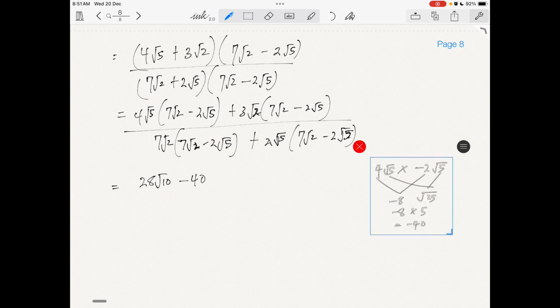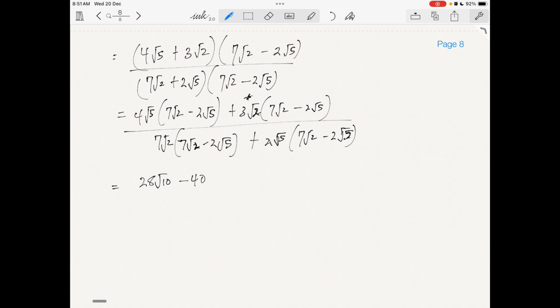Let's move further. Now we want to do 3 root 2 and 7 root 2. So we have 3 root 2 multiplied by 7 root 2. 3 by 7 will give me 21, and root 2 multiplied by root 2 will give me root 4, which is 2. So 21 multiplied by 2 will give me 42. That's plus 42, right? So this will save us a lot of stress.